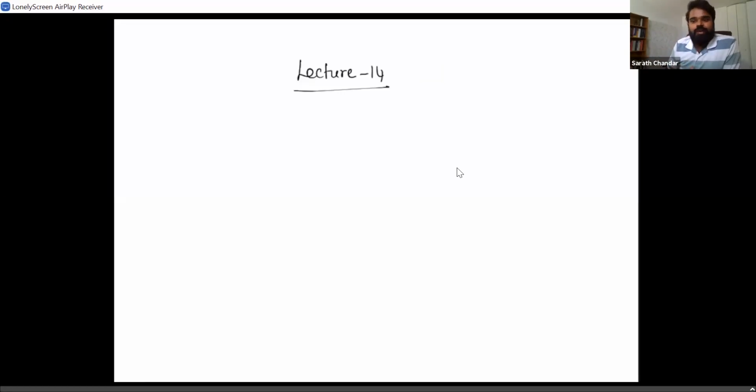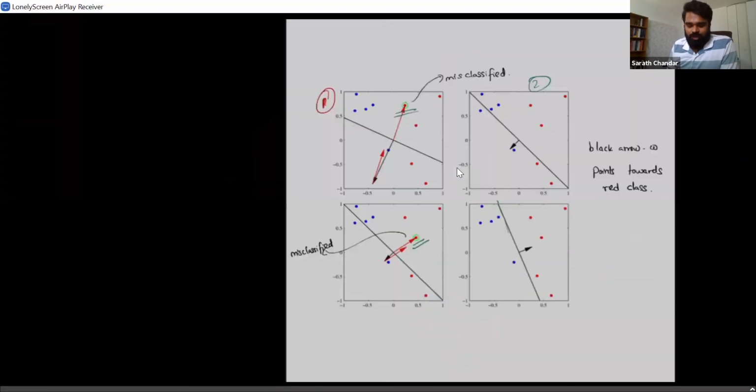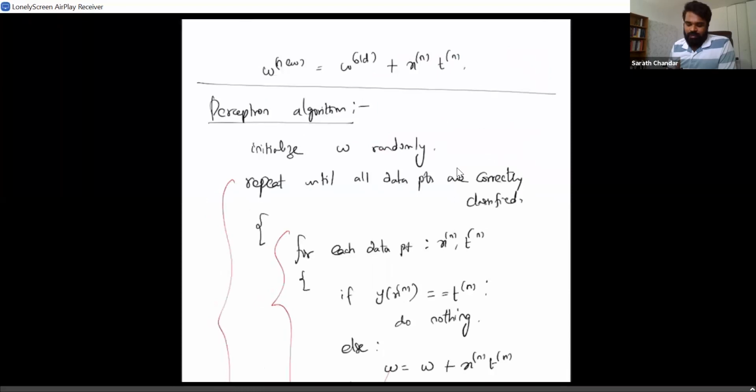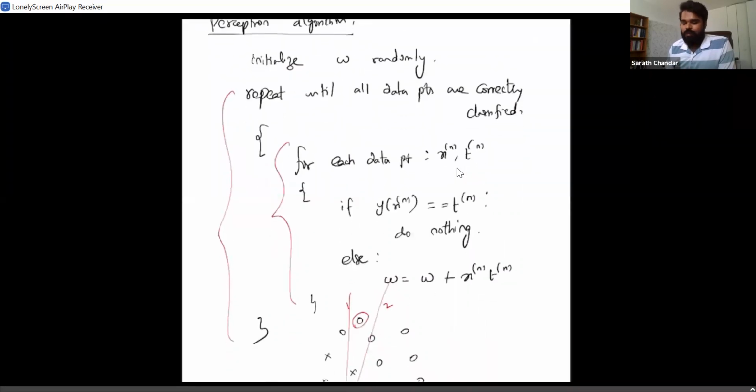Maybe let's start with a very quick recap of what we discussed in the last lecture. We looked at the perceptron, which is a very simple algorithm where the idea is to go through the examples one by one and see if they satisfy the perceptron criteria. Otherwise, you take a gradient step. You initialize with some W randomly, and then you repeat until all the data points are correctly classified. If an example is correctly classified, you don't do anything. If it is wrongly classified, you do a correction.